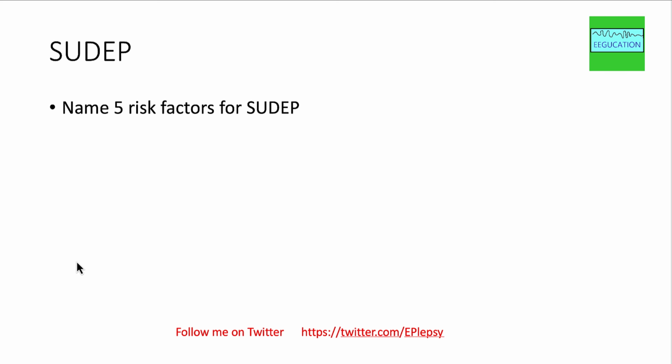Now, what are the five risk factors for SUDEP? Frequent tonic-clonic seizures, nocturnal seizures, medically refractory epilepsy, patients who are non-compliant with anti-seizure medications. Male gender is also considered a risk factor for SUDEP. And the longer the duration a person has of seizures, the higher the risk.